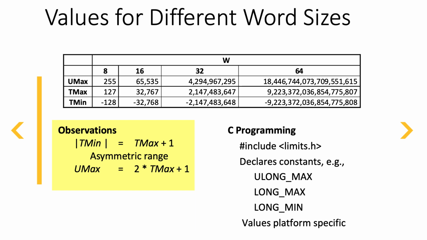Another thing to note is that our unsigned maximum is always going to be 2 times the 2's complement maximum plus 1. So for an 8-bit system, again, we take our T max, which is 127, multiply that by 2 is 254, add 1, we get to 255, which is our unsigned max, and that works no matter what word size we're dealing with. So we won't get into exactly why those observations hold true just yet, but we want to keep them in mind. And we'll find out in later lectures within this module exactly why that is.